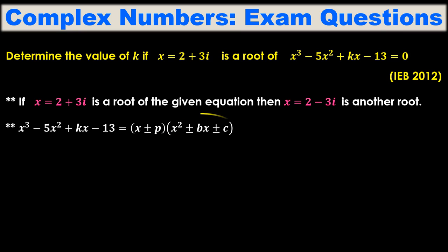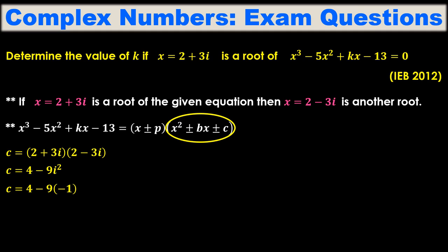If I want the value of c, I'm going to multiply the two roots together. In other words, 2 plus 3i times 2 minus 3i. And if we FOIL that, we end up with 4 minus 9i squared. Now remember, i squared is just minus 1. So replace i squared with minus 1, and I end up with 4 plus 9, which is 13.